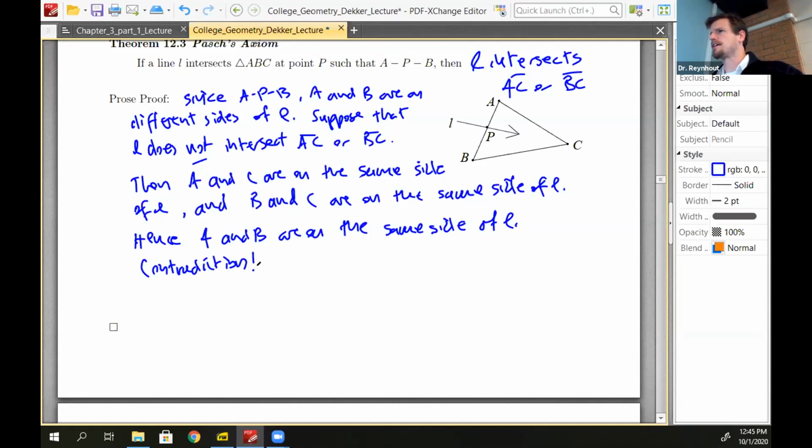We don't have to clarify in a prose proof. You could if you wanted to. We can't have A and B on the same side and on different sides. That is the contradiction. So thus, what we supposed must not be true. It must not be true that L does not intersect one or the other, in which case it does intersect one or the other. So thus L intersects AC or BC.